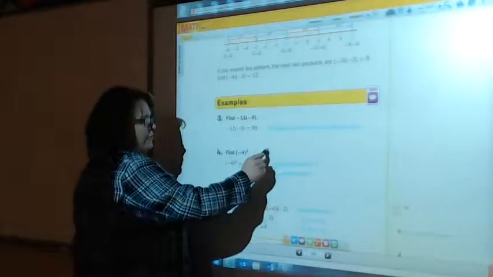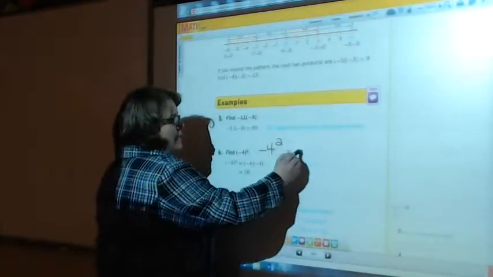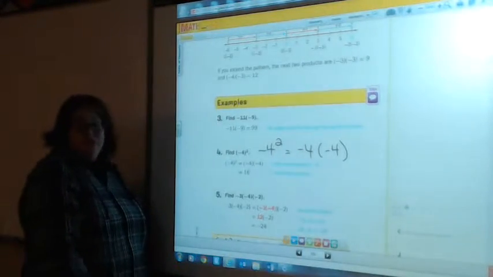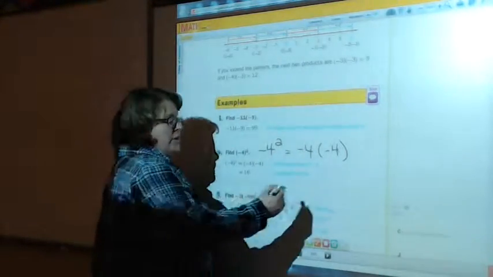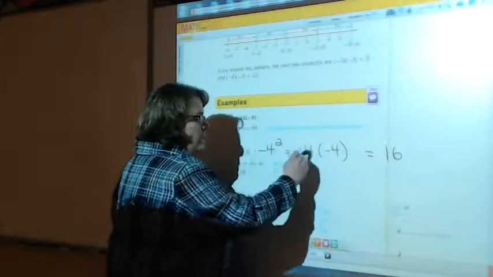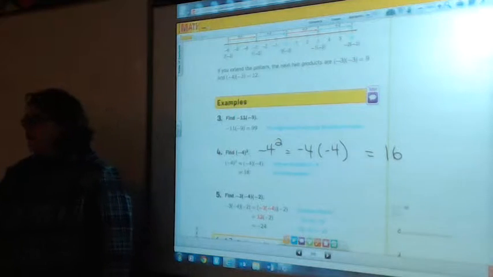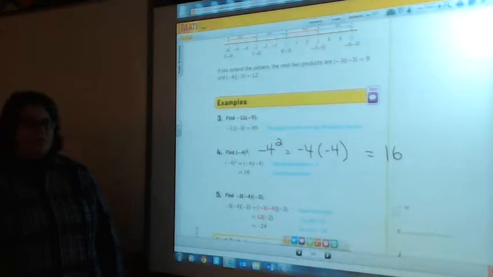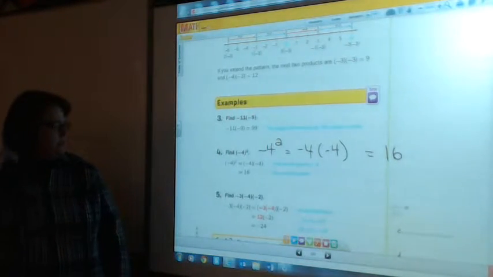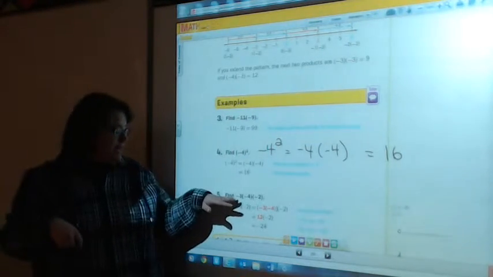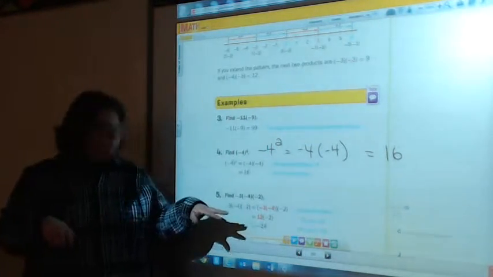So you have a negative 4 squared. Now that squared means it's a negative 4 times a negative 4, okay? So you still would multiply 4 times 4, which is 16. They're both negative, so your answer is positive. We kind of talked about that in 3rd and 4th hour the other day when we were doing cubed roots, or square roots.